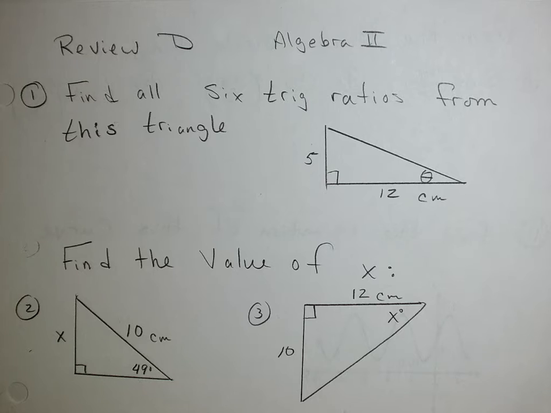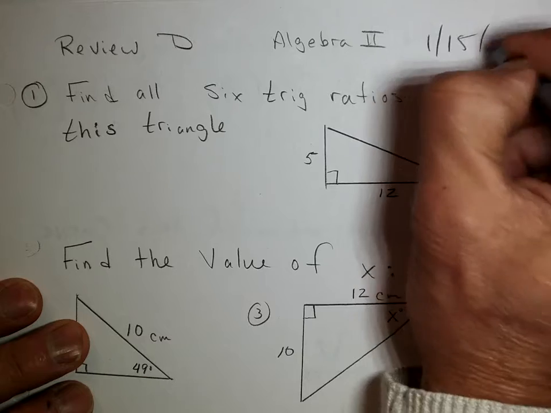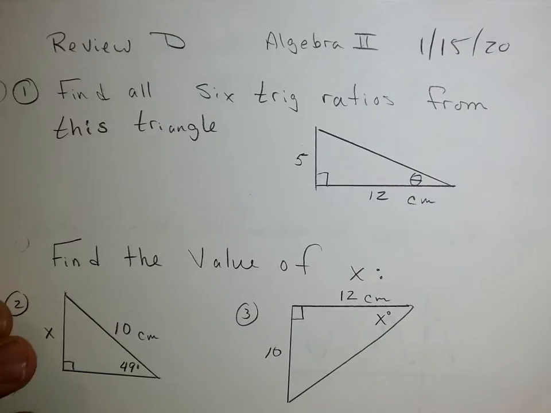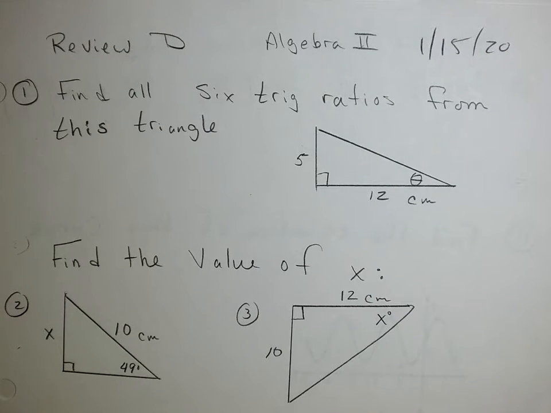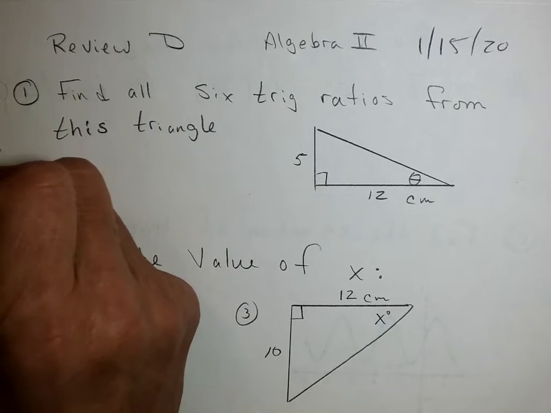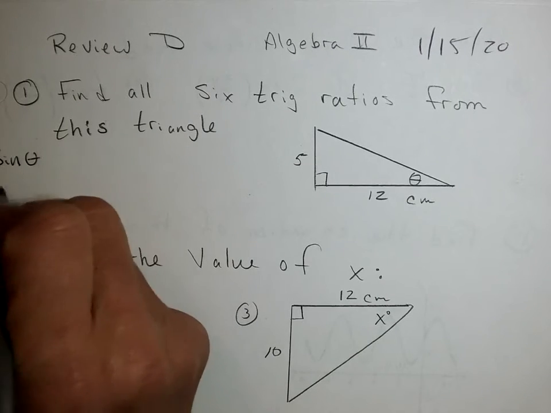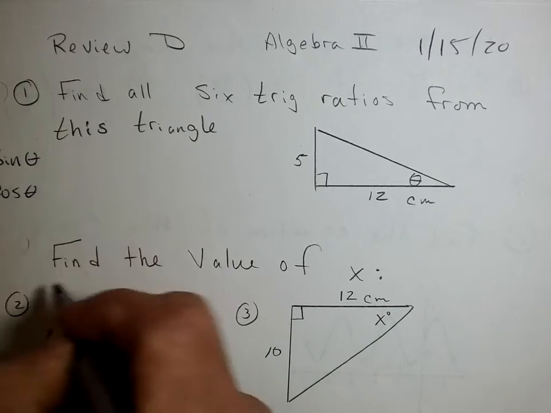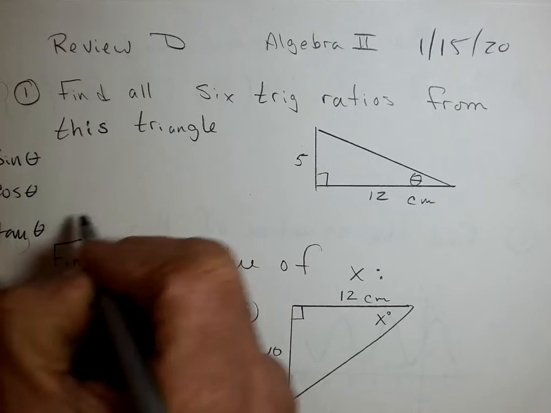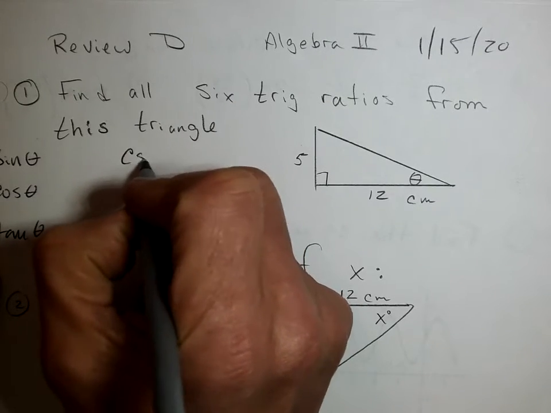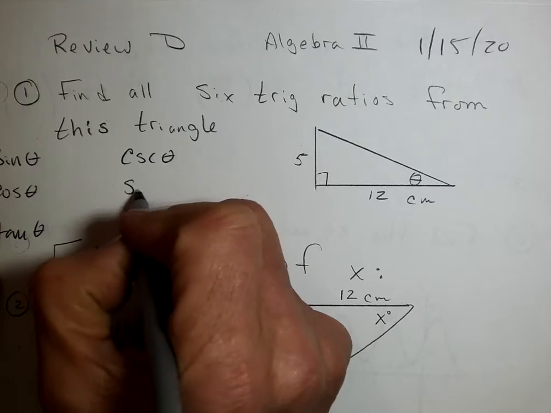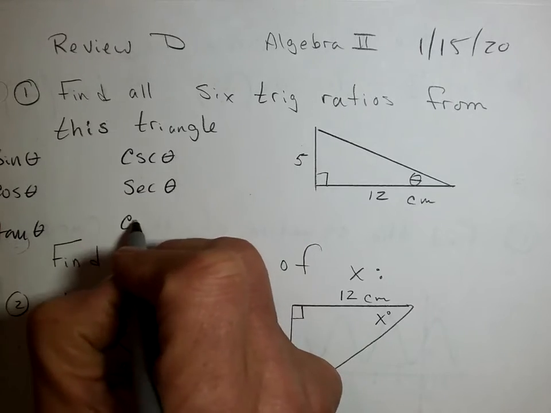Okay, here we go. So first of all, review is 1/15/2020. Find all 6 trig ratios. So we know what we're looking for is sine of theta, cosine of theta, tangent of theta, cosecant of theta, secant of theta, and cotangent of theta.